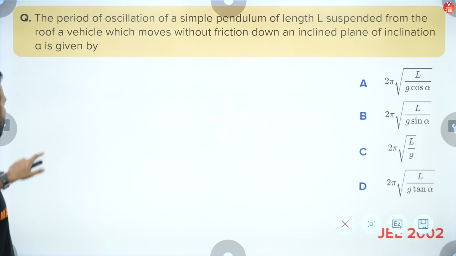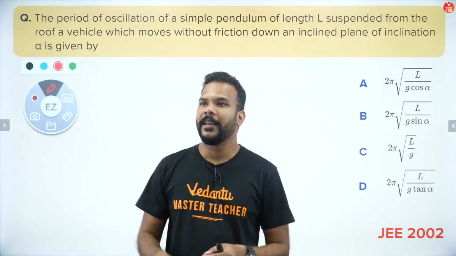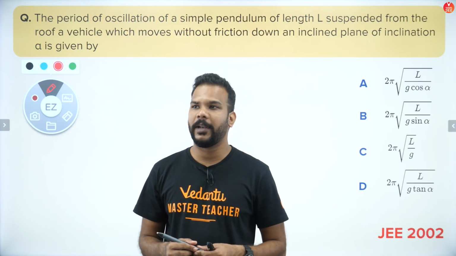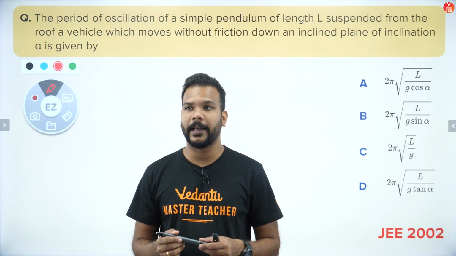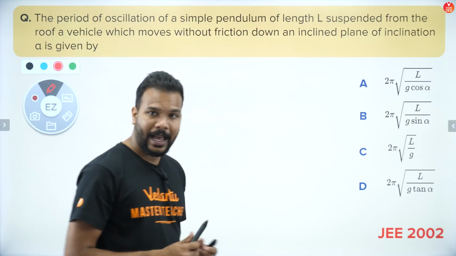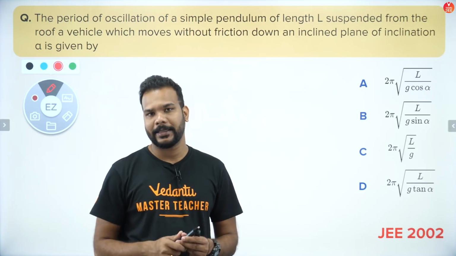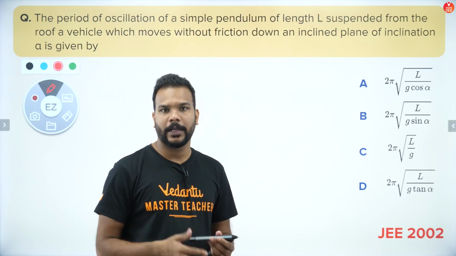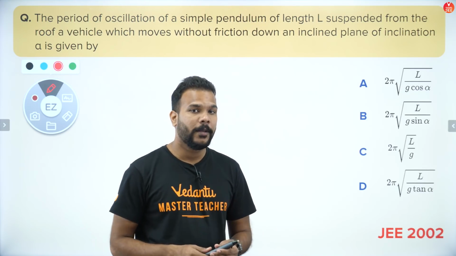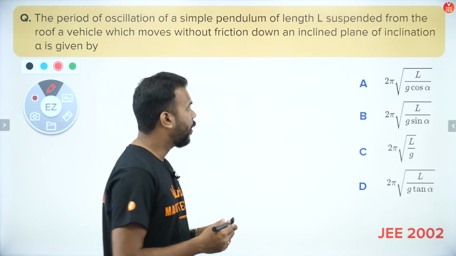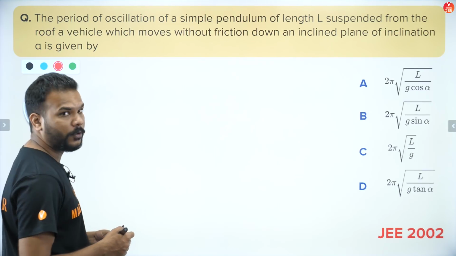Well, let's have a look at this question, guys. This question is from SHM. It says that the period of oscillation of a simple pendulum of length L suspended from the roof of a vehicle which is moving without friction down an inclined plane of inclination alpha will be given by what? So we have a vehicle on which a simple pendulum is hanging, and that vehicle is coming down with an acceleration which is not given, but we know that value is g sine alpha. So because of that, what will happen to the pendulum? You have to find out the new value of the time period of the oscillation.